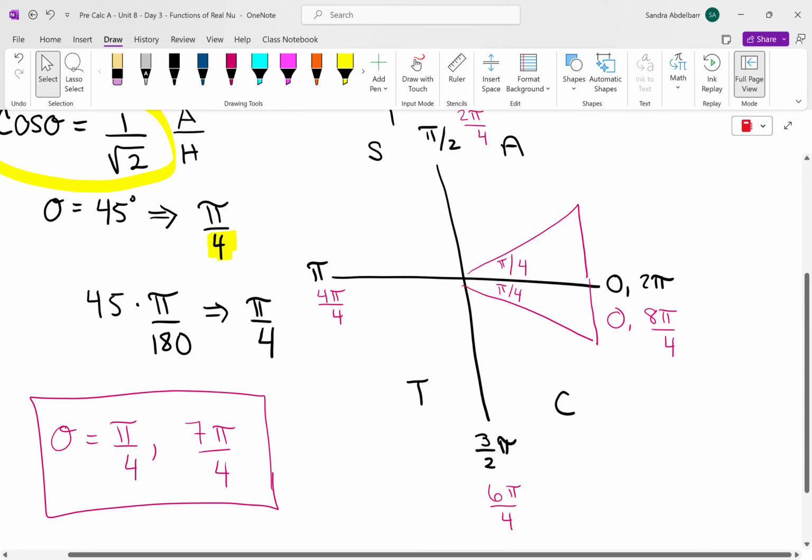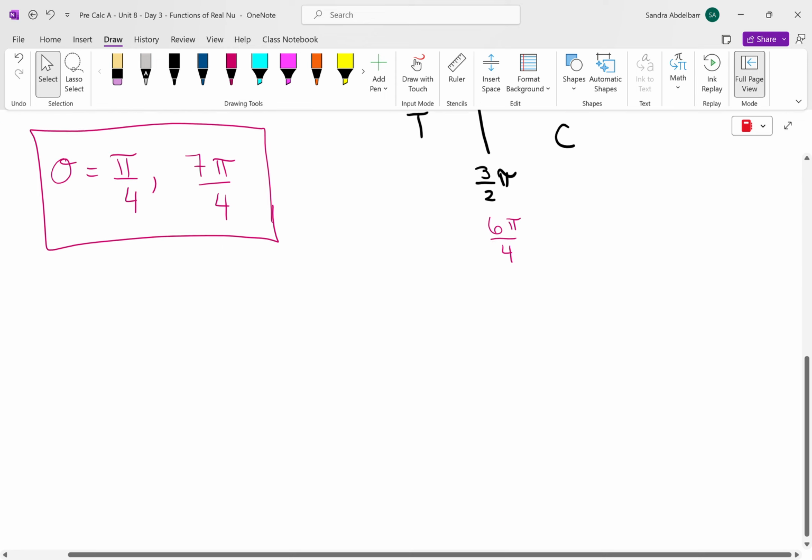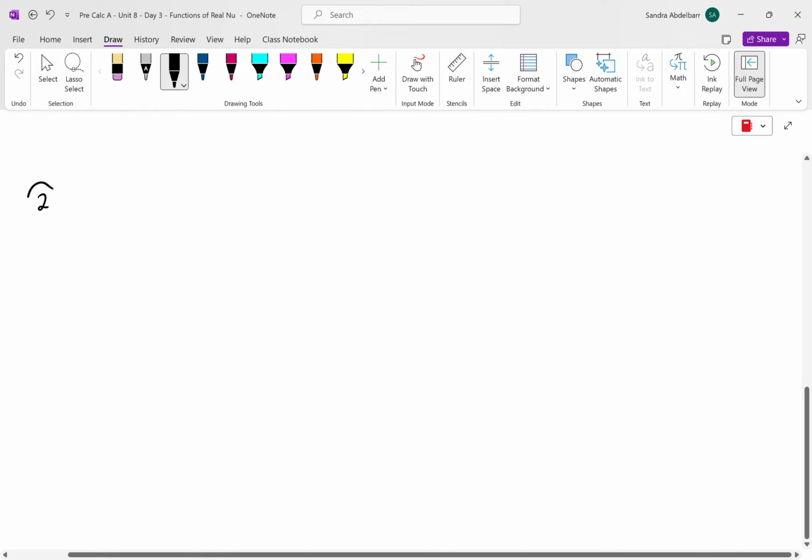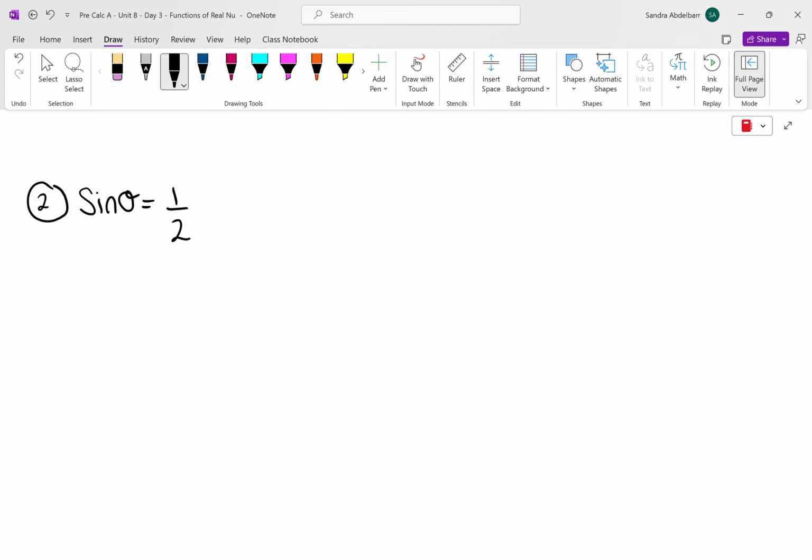Okay, let's do another one. All right, number 2. If we have sine of theta is equal to 1 over 2, first thing we have to do is figure out which reference angle this is. So if this is my theta, we know sine is opposite over hypotenuse, so that's 1 over 2. Which special triangle is this? This is a 30, 60, 90. So if this is 1, this is 2, this has to be root 3.